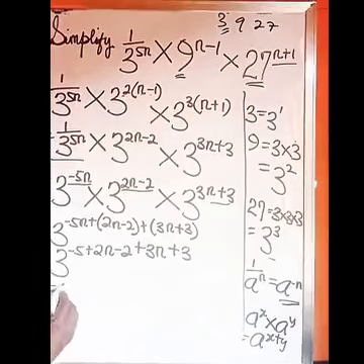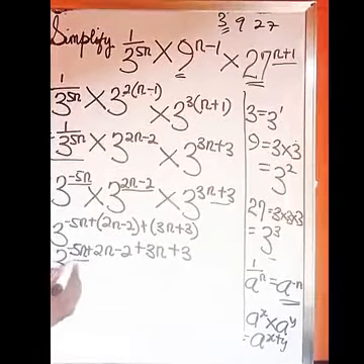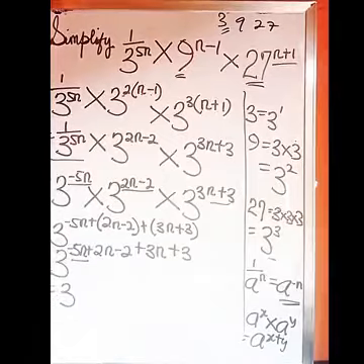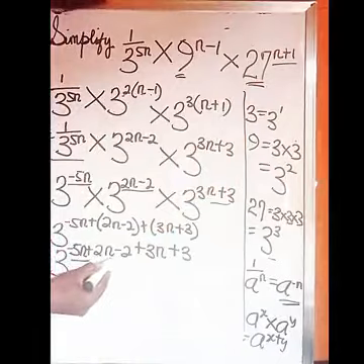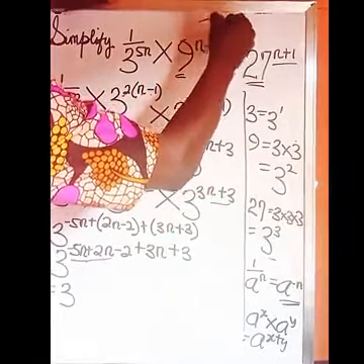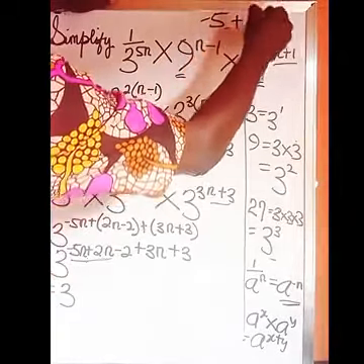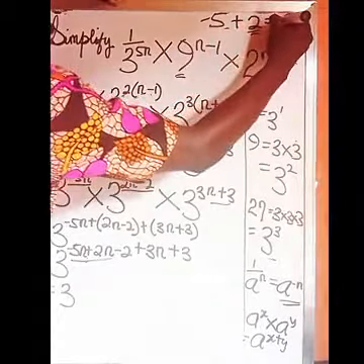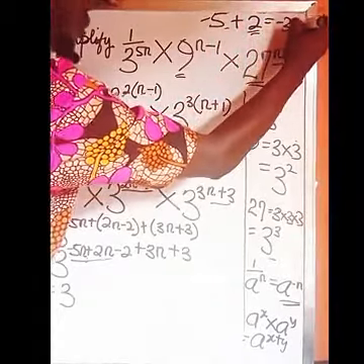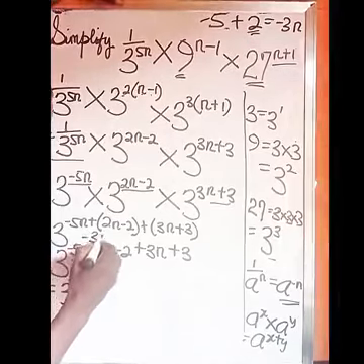Minus 5n plus 2n is more like saying you are owing 5 million naira and you have 2 million naira at home in your bank account. Once you pay your 2 million naira, you are going to still be owing 3 million. So this will give us minus 3n.